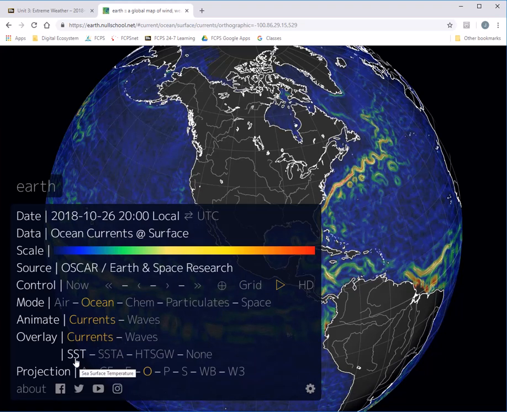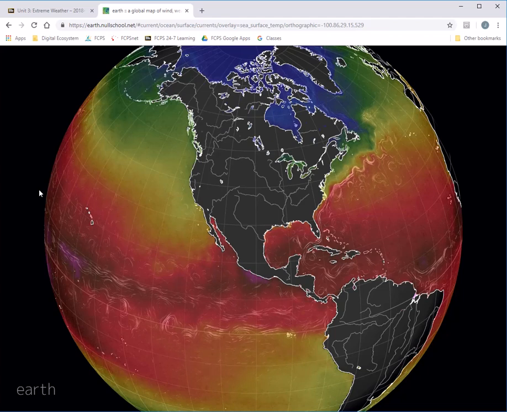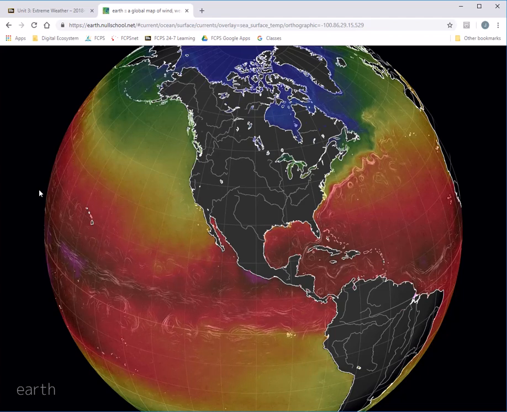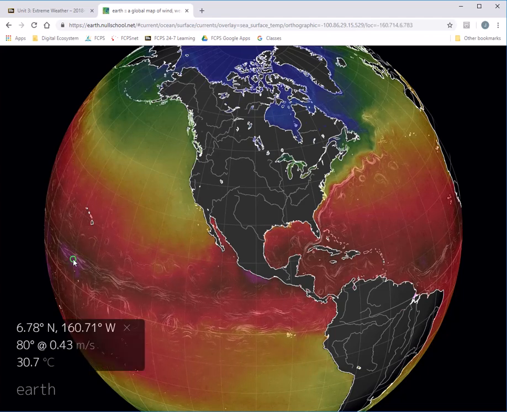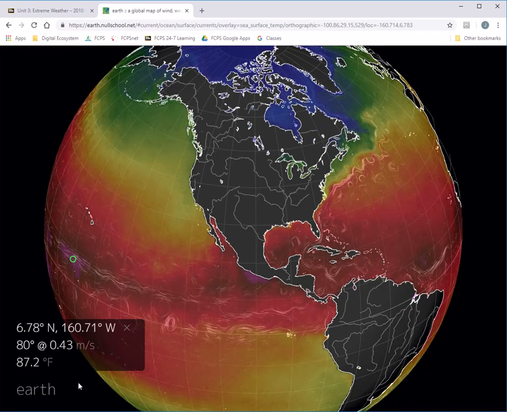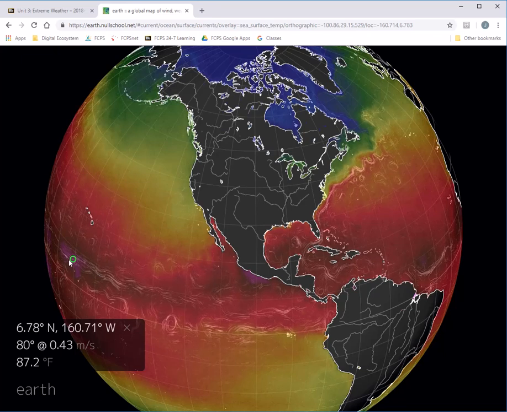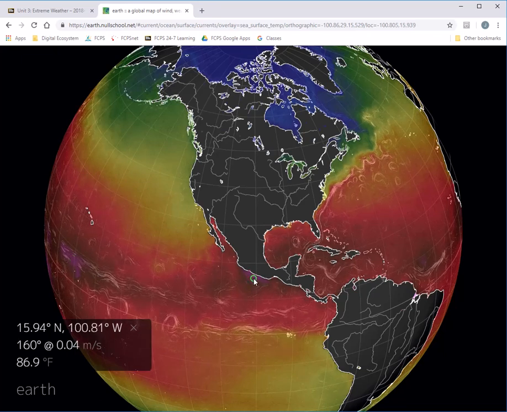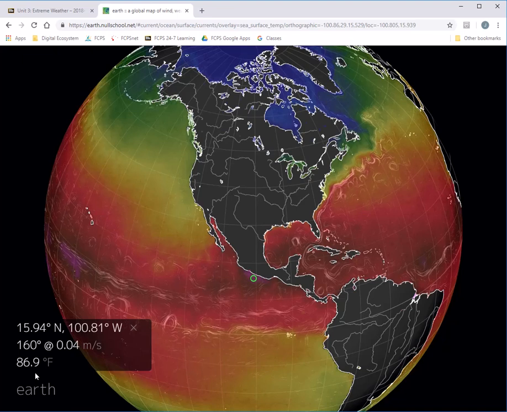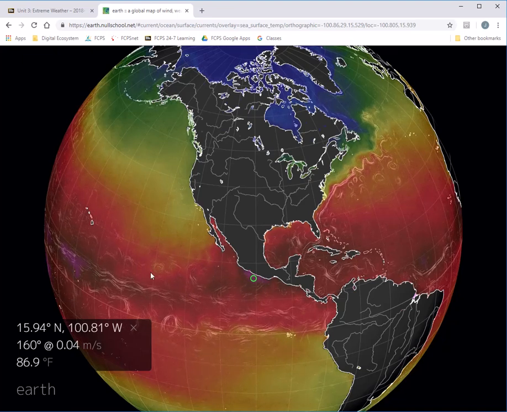We can also look at the sea surface temperatures. And this is just absolute temperature. How hot is the water? If I click over here in this purple area, I can see that the water is 87.2 degrees. That is warm. It's almost like a bath. And right off the coast of Mexico here, 86.9. And that's about the two warmest spots I can see right here.